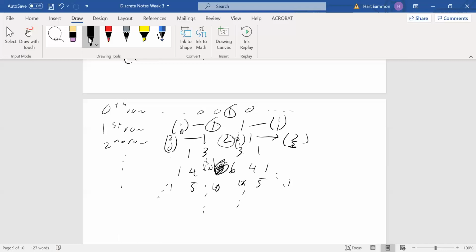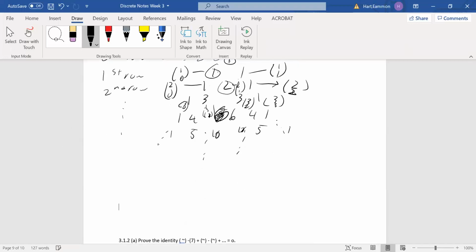And 3 choose 1, and 3 choose 2. And 3 choose 0, 3 choose 3. And so on and so on. So right here, Pascal's triangle, fairly surprisingly, ends up just being the binomial coefficients.